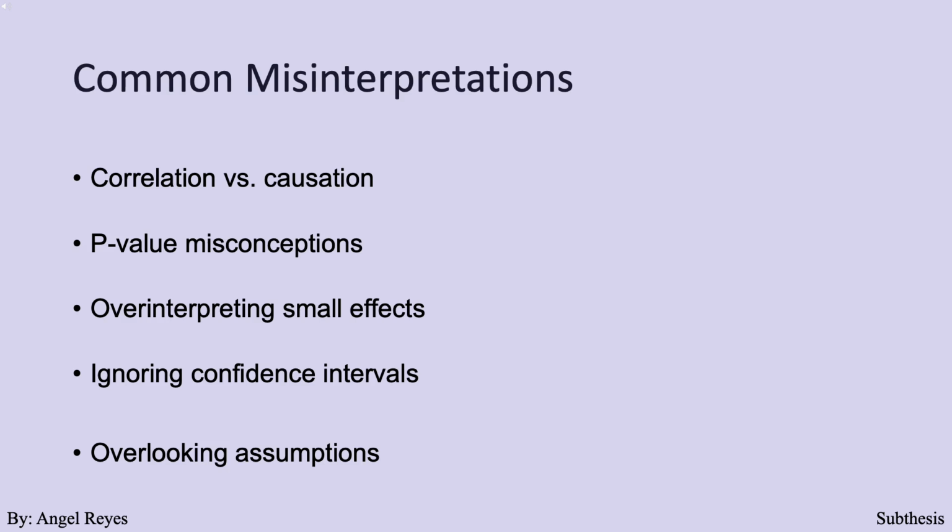P-value misconceptions abound, including treating p less than 0.05 as proof of effects, or p greater than 0.05 as proof of no effect. Over-interpreting small effects while ignoring their practical relevance can lead to implementing ineffective interventions. Focusing solely on point estimates while ignoring confidence intervals overlooks uncertainty in findings.